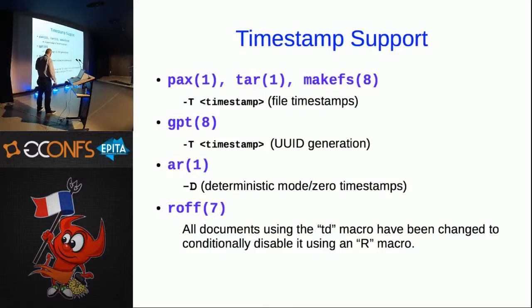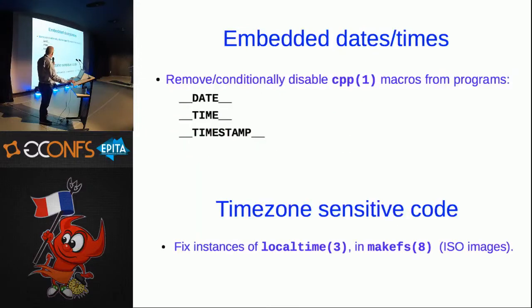And finally, all of the documents that use the macro to print the date that the document was formatted need to be changed. And for that, expedience says, just take it away, so I just disable it conditionally in the makefile if it was doing reproducible builds. So for embedded dates and times, you have to remove these three macros from the sources, and that's what I did. Eventually you can put them back and have CPP obey the environment variable to set those variables based on the correct timestamp.